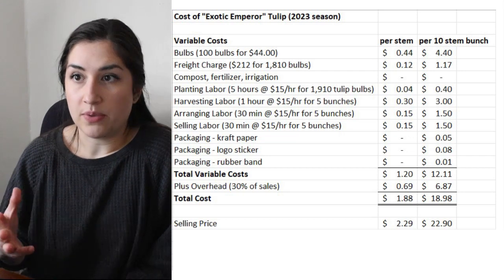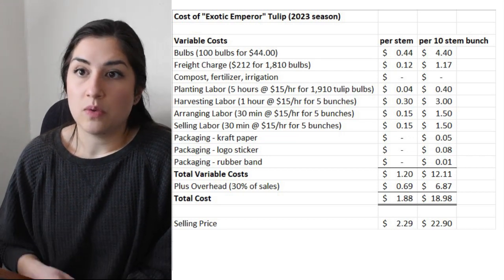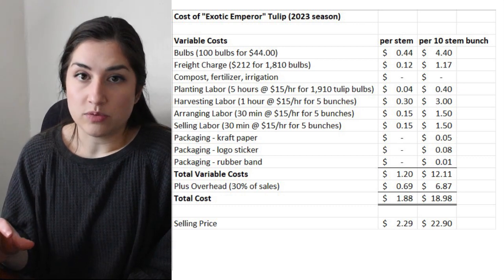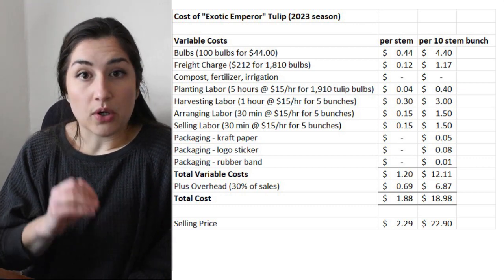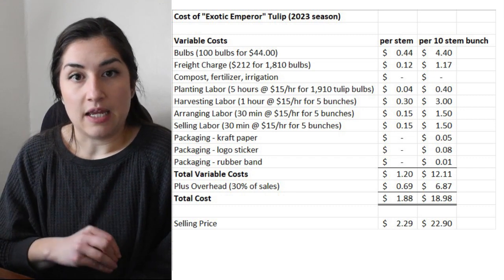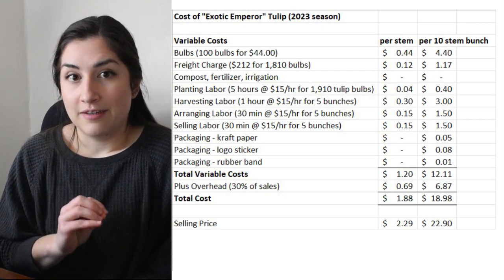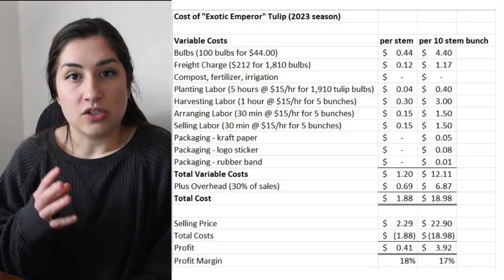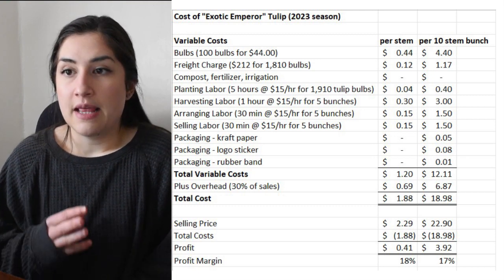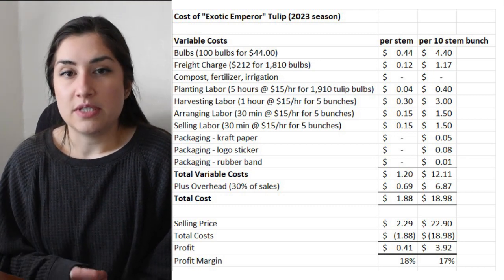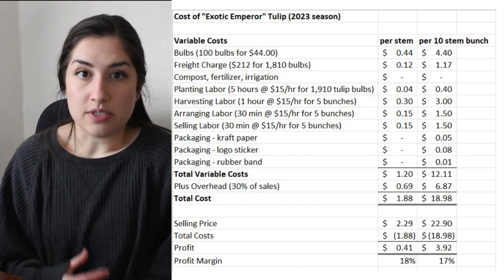So last year I settled on $2.29 for my fancy tulip pricing. Any of my doubles, my fringes, and my parrots were priced at that per stem. My overhead cost, 30% of that, would be 69 cents. So we would add that on to our total variable cost, which we already figured out, which is $1.20. So per stem, Exotic Emperor, which is a fancy double tulip, costs me $1.88 to get it to the selling point. If I sell it at $2.29 per stem, then that works out to 41 cents per stem profit, which is about 18% profit margin.